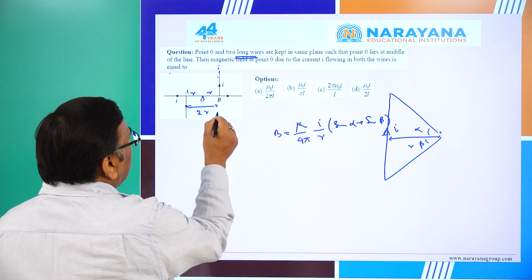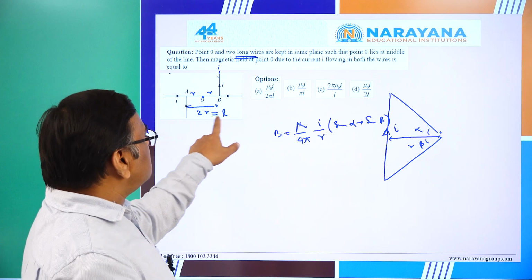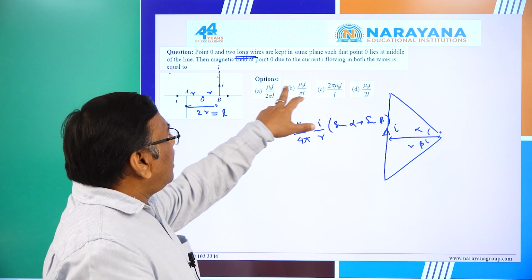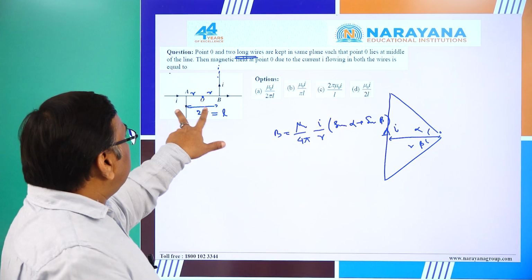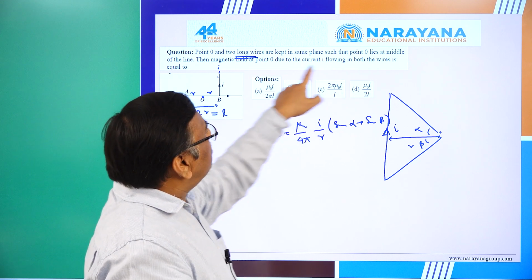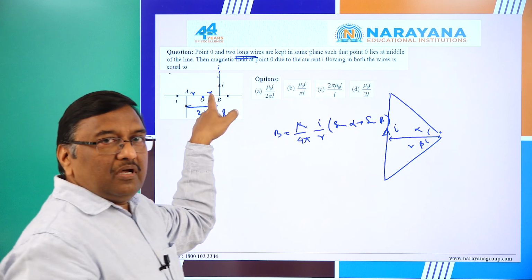I hope this 2r, the separation between the wires, may be given to be L. So if we consider this distance to be L, now the question is, the answer may be A, the answer may be B also. It depends what length is given to be L. So here you can say exactly plane such that O lies in the middle of the line, but what is the distance between the segments is not clearly mentioned here.